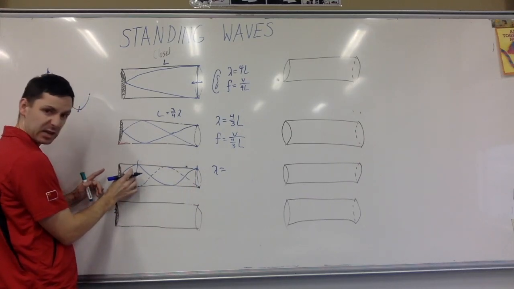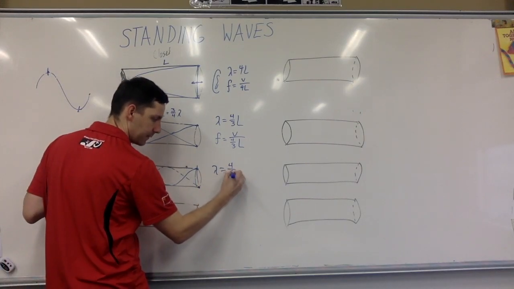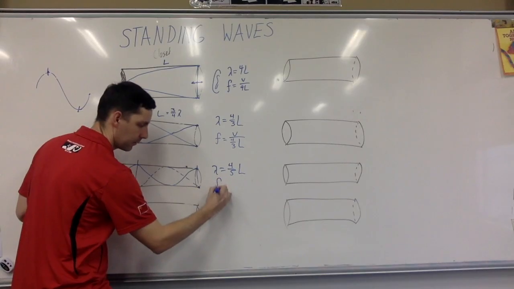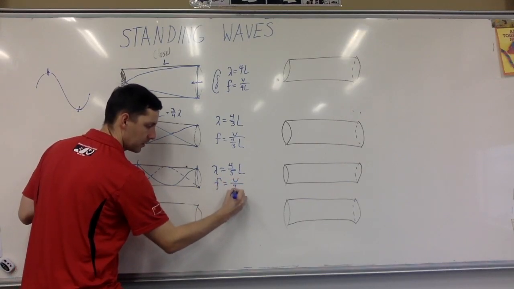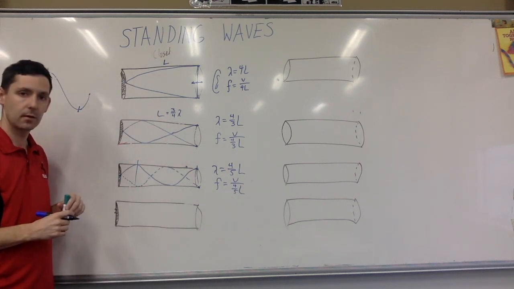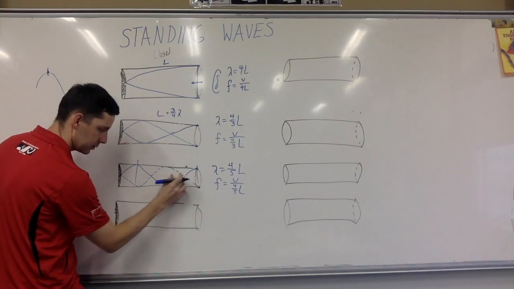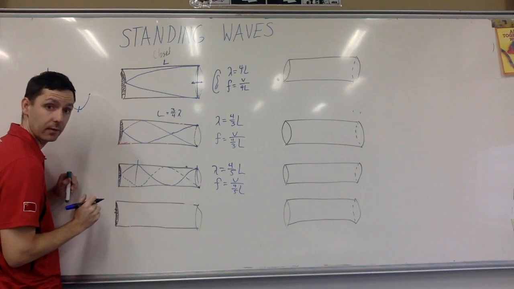And then notice I got an extra quarter there. Okay, so in this case, the wavelength is going to be 4/5 of the length. And frequency is velocity over 4/5 of the length. Right? 1, 2, 3, 4, 5. 4 of those were that wavelength.